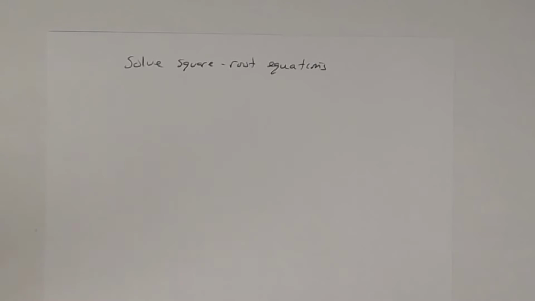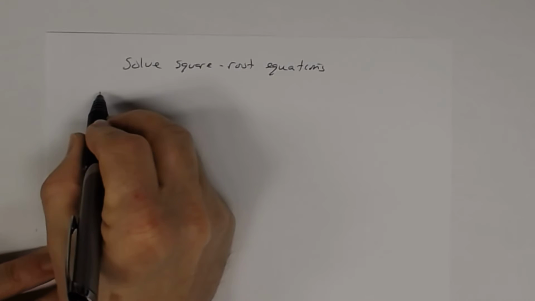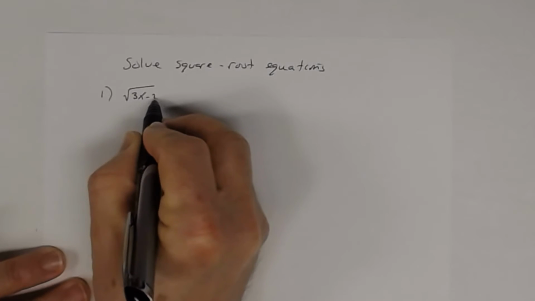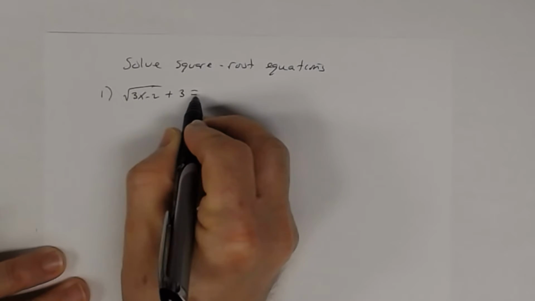Okay, so we're going to look at a few examples where we're going to solve square root equations. So let's look at number one. Number one, we have the square root of 3x minus 2, plus 3, is equal to 7.